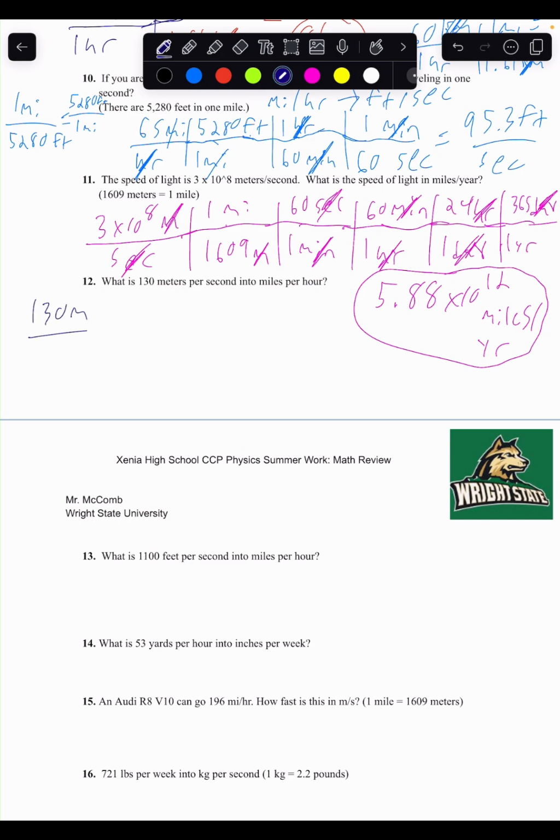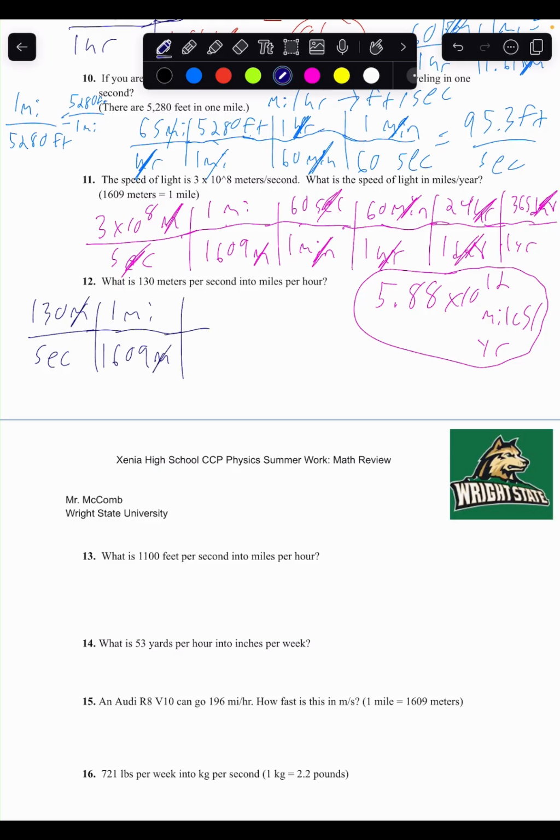130 meters per second. I want it in miles per hour. We said earlier 1609 meters is 1 mile. So I want meters here. I want meters down here. 1609 meters in 1 mile. That gives us miles on the top, which is what we want.